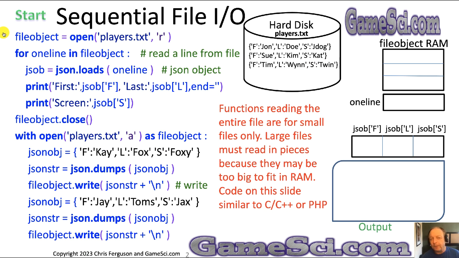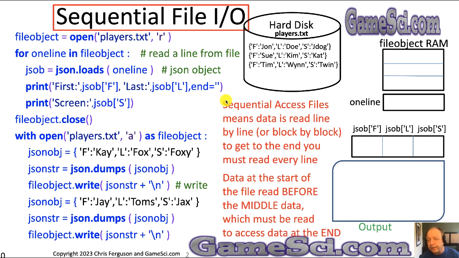Sequential file I/O. Functions reading the entire file are for small files only. Large files must be read in pieces because they may be too big to fit in RAM. Code on this slide is similar to code in C, C++, or PHP. The previous examples read the whole file into memory at one time. Well, you're not going to do that with a multi-gigabyte file. This next example is for reading large files a piece at a time.